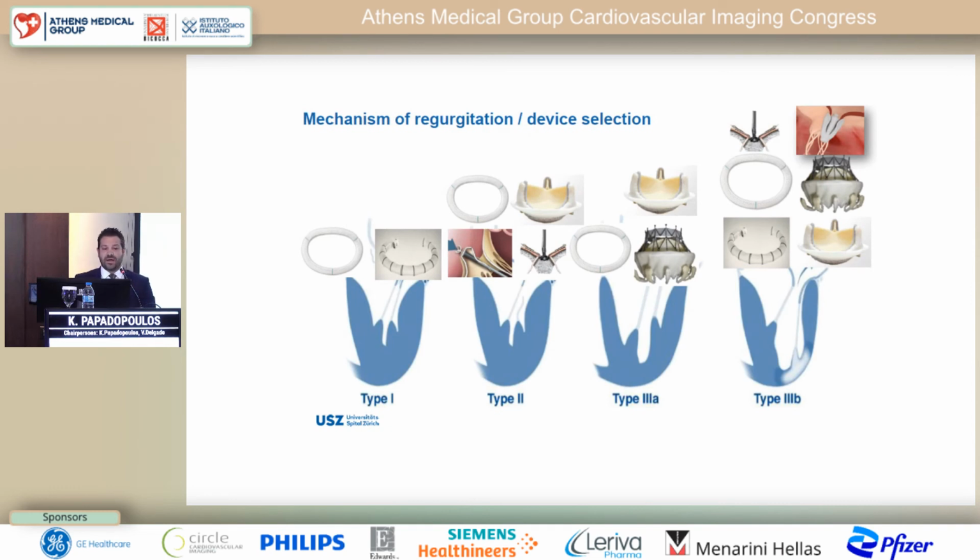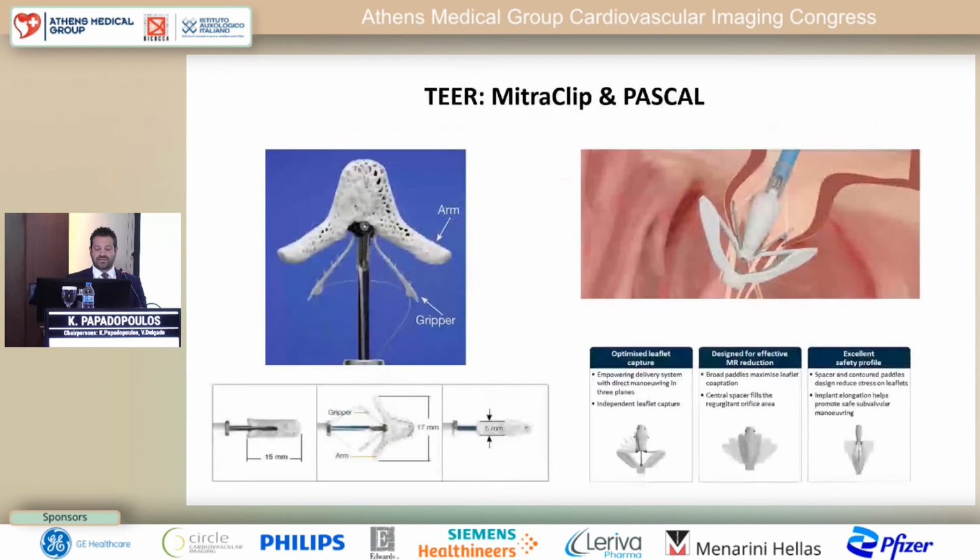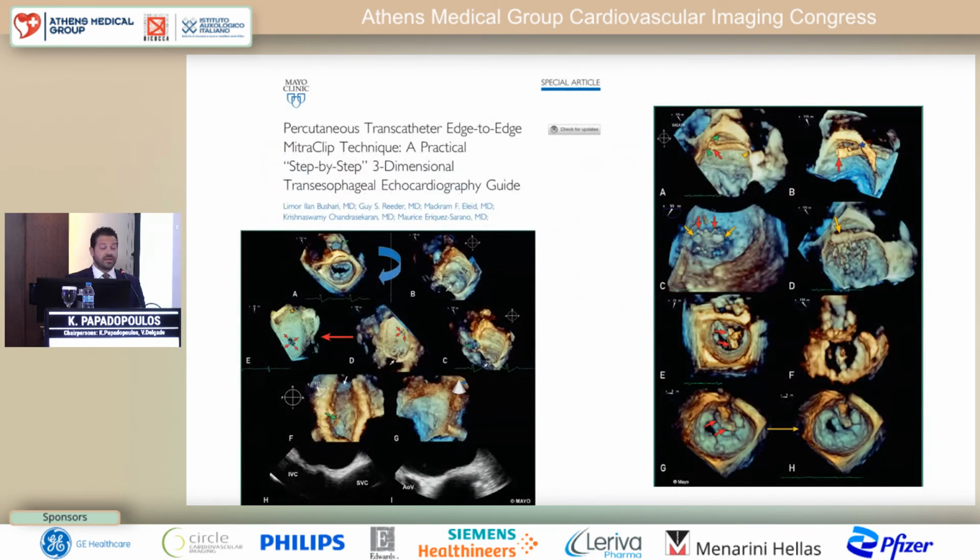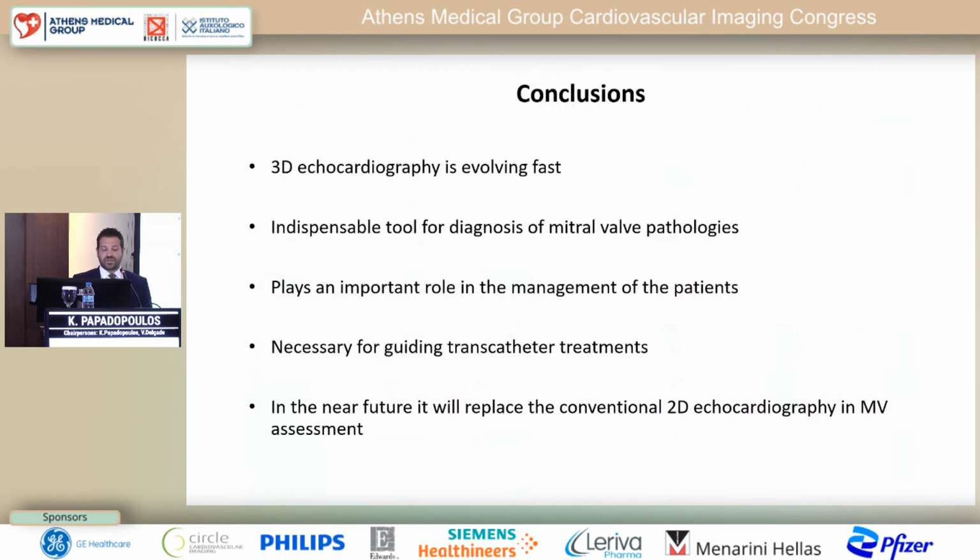We know that we have several devices for every Carpentier type of classification. The most common ones are MitraClip and PASCAL, edge-to-edge repair. And we need to know that if we don't have a 3D probe, then it's not feasible to complete this kind of procedures. So as you can see, 3D echo is evolving fast.